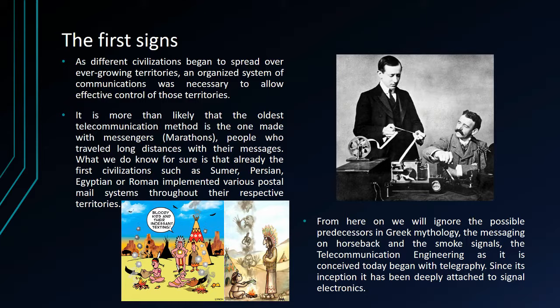As different civilizations began to spread over ever-growing territory, an organized system of communication was necessary to allow effective control of those territories. It is more than likely that the oldest telecommunication method is the one made with messengers. Messengers are the same as marathons. People would travel long distances with their messages. I know that it's important to recognize the history of cultures as large as the Egyptian and the Roman, but it was to be hoped that in the midst of the necessity they would create a way of communicating, whether it be smoke or another.